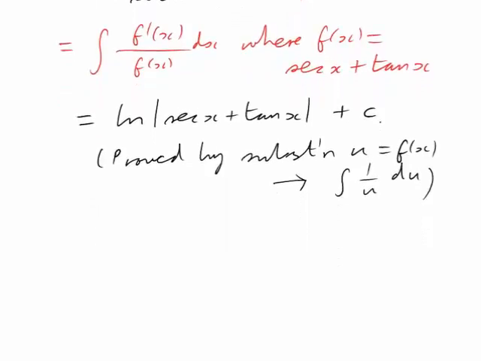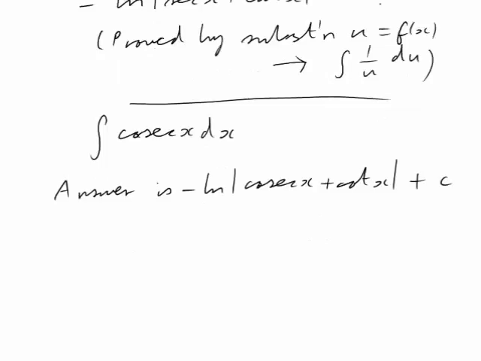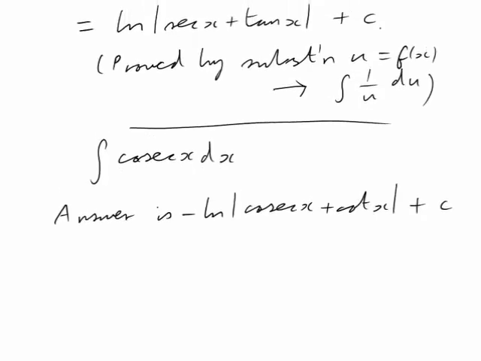Not surprisingly, this method can be used also to find the antiderivative of cosec x. I ought really to leave this to you as an exercise, but let me at least give you a hint. The answer is negative log of cosec x plus cot x plus a constant. That at least gives you a hint as to what you ought to find on the bottom of the integral when you've multiplied by 1 in the unusual way. That concludes the presentation.